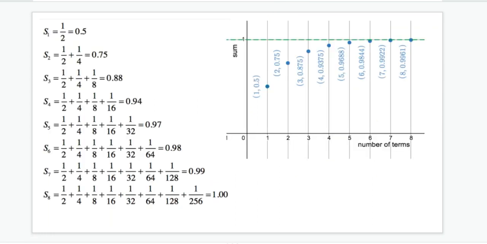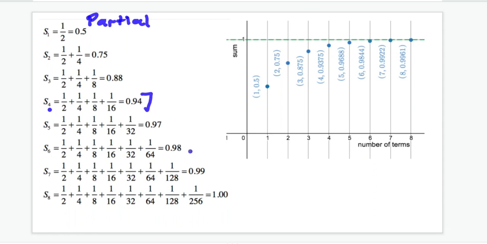We can look at this in another way. Each of these things here are called partial sums. So we're summing up the infinite series partially. If we just sum up the first term, we get 1/2. If we sum up the first two terms, we get 0.75. If we sum up the first three terms, we get 0.88. The first four terms, we get 0.94. The first five terms, 0.97.